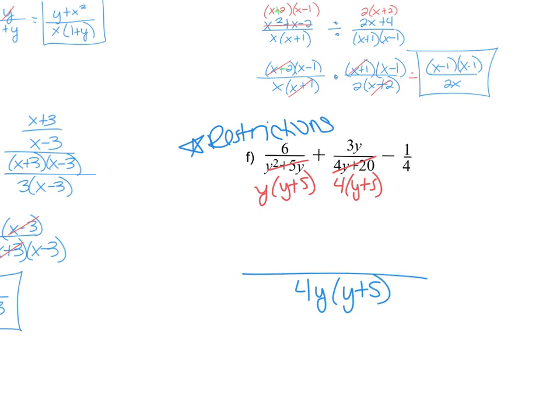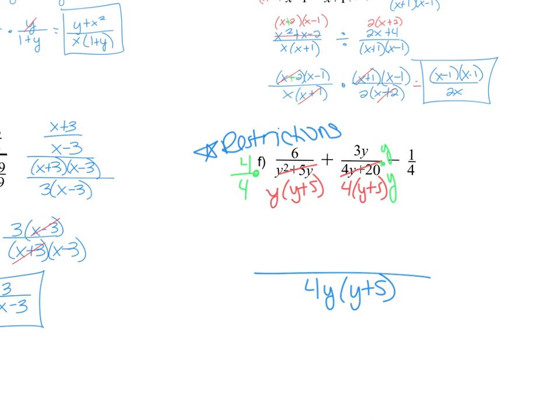All right, what do I need to do to this first one? It looks like I need to multiply it by 4 over 4. The second one looks like I need to multiply it by y over y. And the last one, don't forget that negative, looks like I need to multiply it by y times y plus 5. Y times y plus 5. Okay.